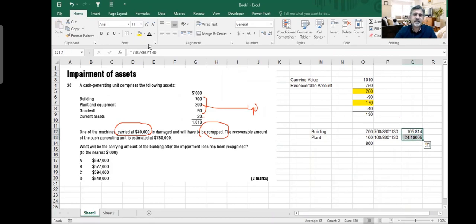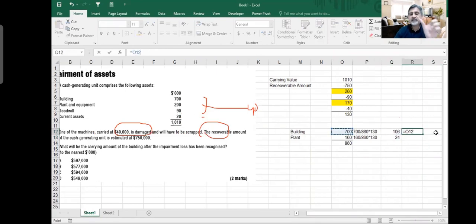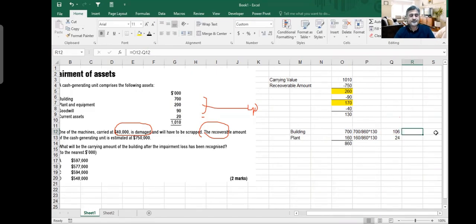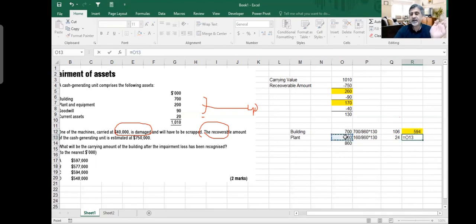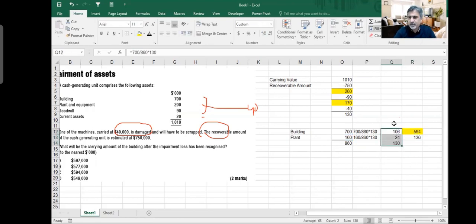Let me just make it in better formatting. I'll just ignore these numbers. And then I would say, this is the carrying value of building 700 minus the impairment 106. Building is 594. And my plant was 160 because 40 I scrapped, remaining is 160. Out of 160, 24 is impairment, and it is 136. Just make a check on these two things. Is it 130? Yeah, this is 130.